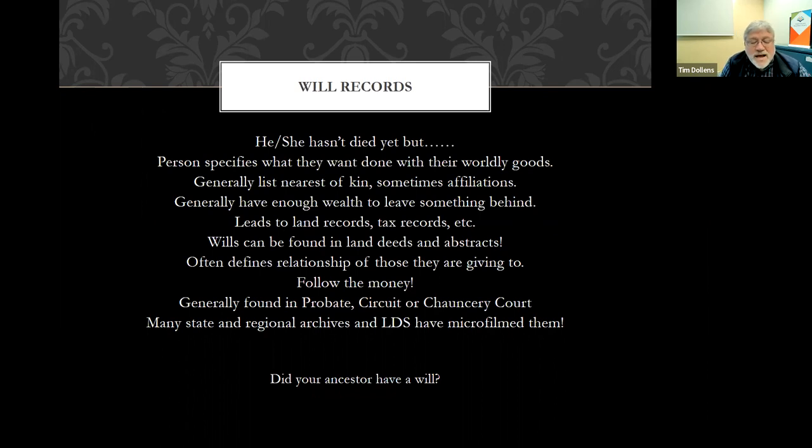And then once the person dies, look for the probate. Again, follow the money. If there's a money trail, the money is going to produce paper. It's going to produce relationships. And again, wills are found in probate records or circuit court records, or sometimes on the East Coast, they're called chancery courts. So you have to look for different kinds of courts.